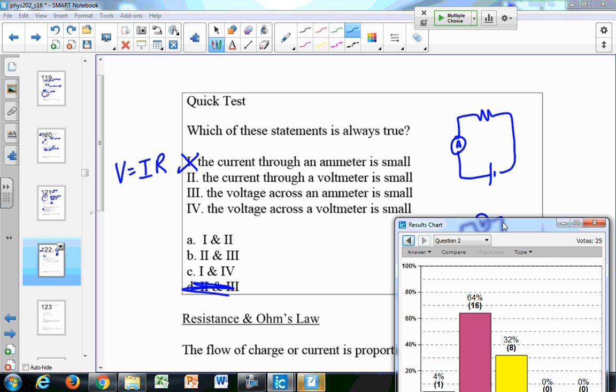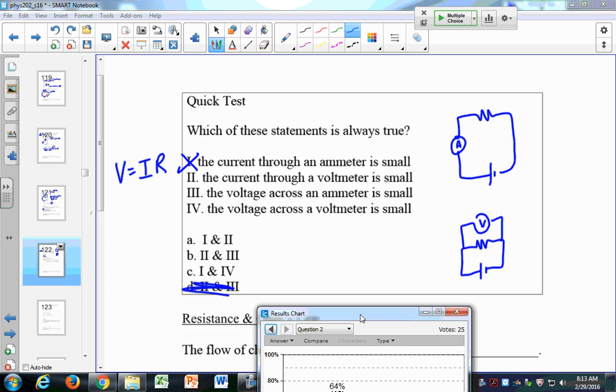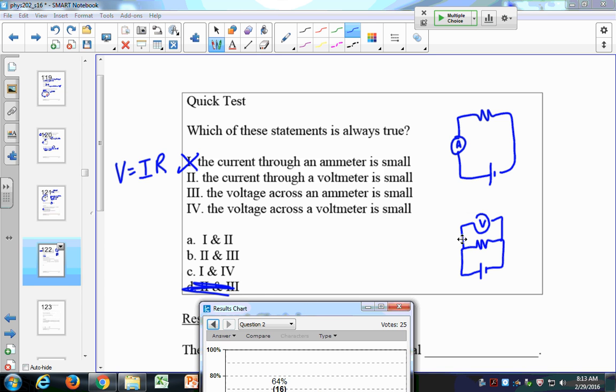This one is not always true. The current through a voltmeter is small. Remember, the voltmeter has a very, very big resistance. So as those charges come up here, practically none of them are going to go this direction. Almost all of them will go this direction. So it is necessarily true that the current through a voltmeter is small.